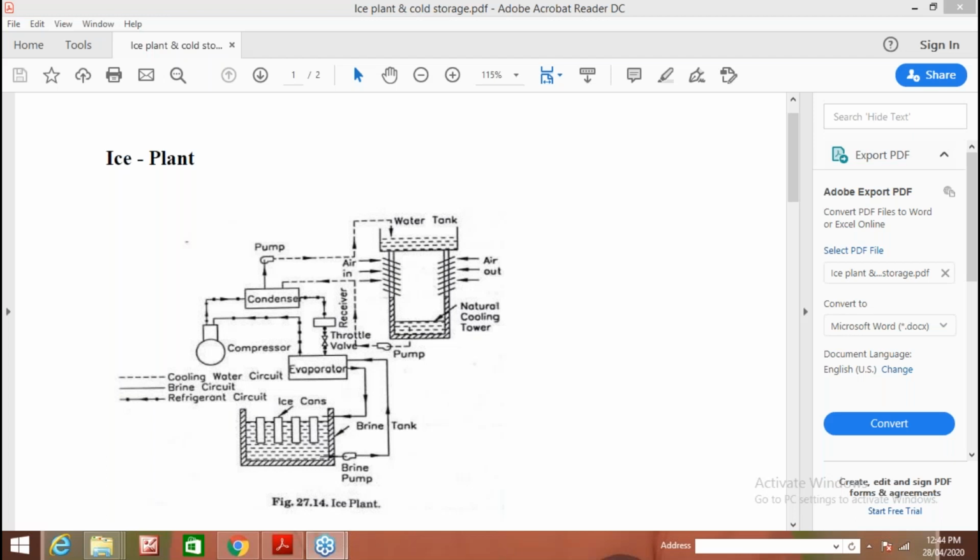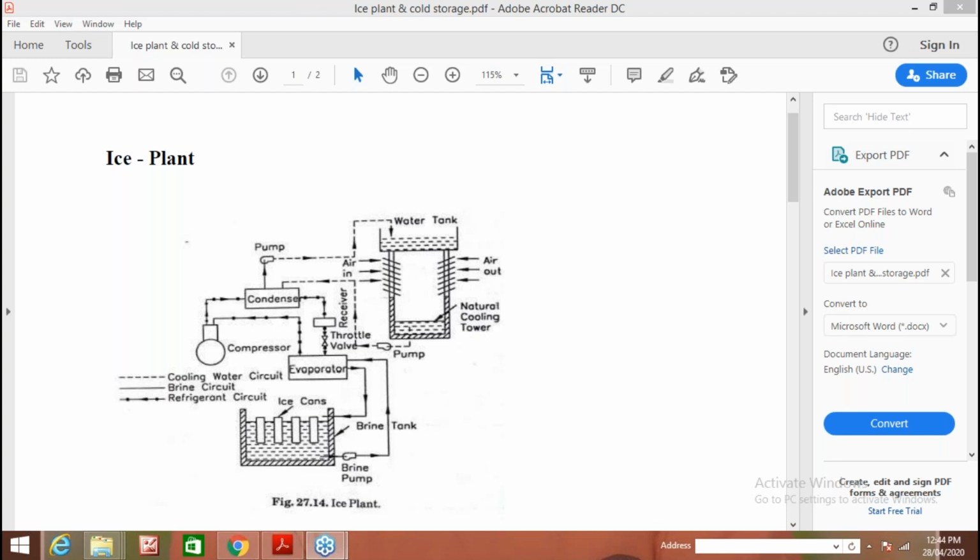It also works on the simple vapor compression cycle, and the major components of the simple vapor compression cycle are evaporator, compressor, condenser, and throttle valve. Clear? The capacity of this ice plant is large, so atmospheric air does not have much capacity to take heat from the condenser. That is why cold water is used to take heat from the condenser. This water is again cooled in a cooling tower by using natural air.